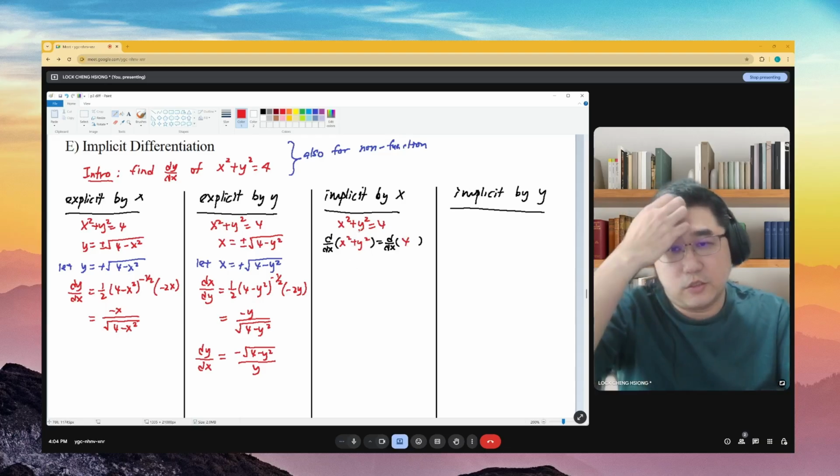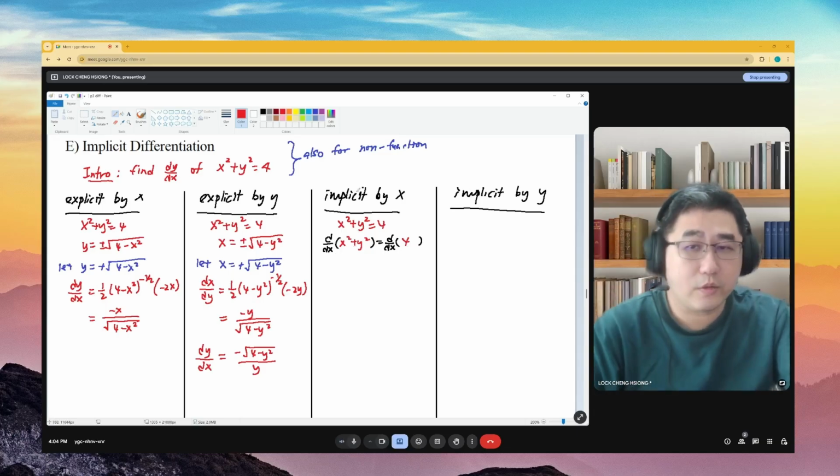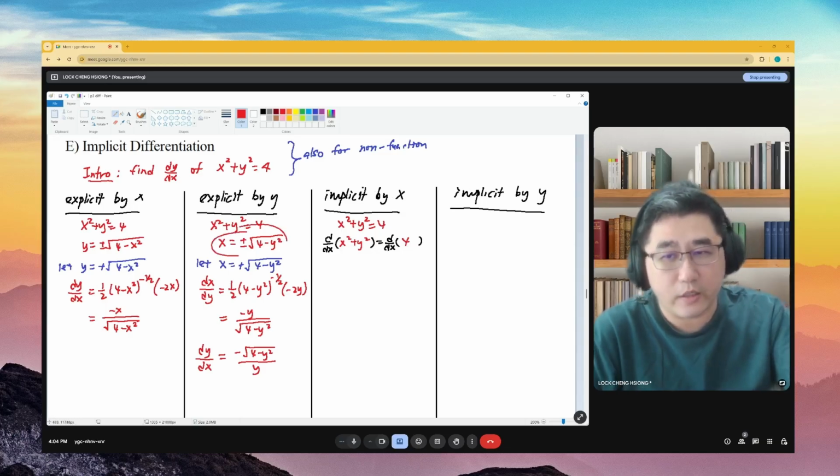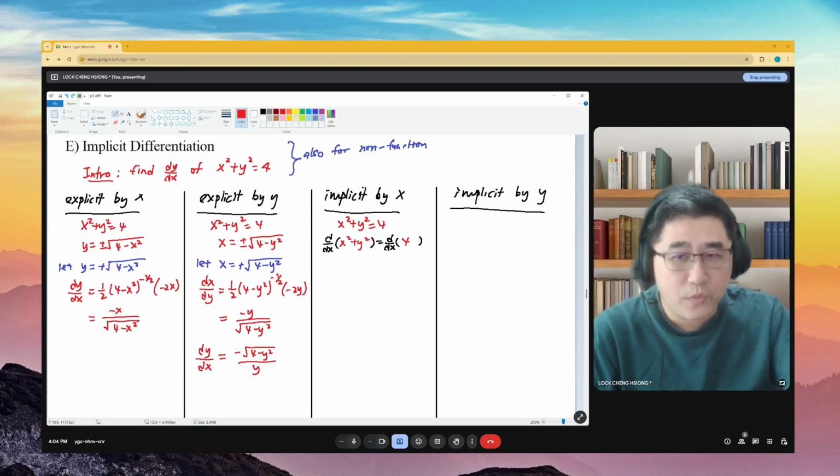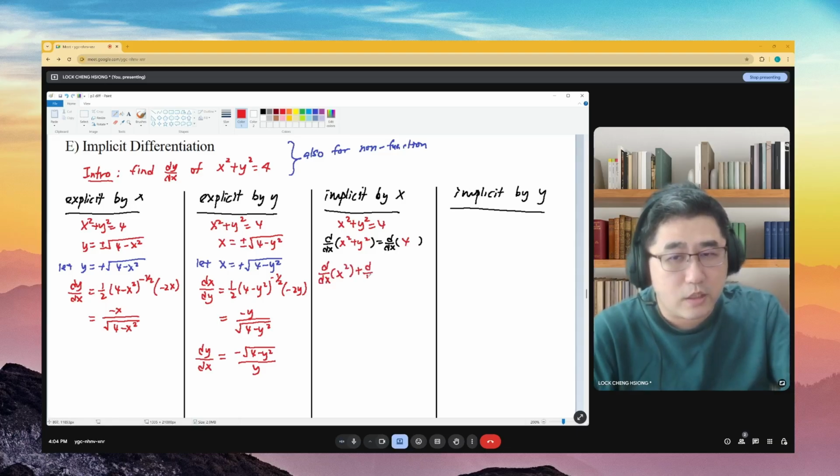So d/dx. The reason I do d/dx is because this column is implicit by x. I didn't do any algebra rearranging like earlier. I just differentiate straight away. So next, I have d/dx of x squared plus d/dx of y squared and d/dx of 4.